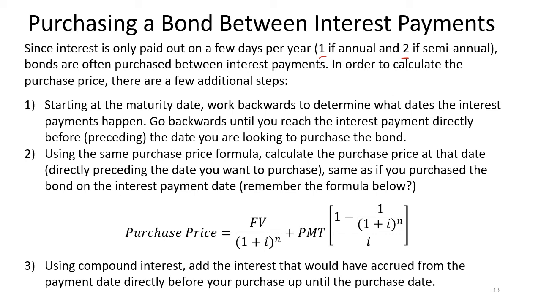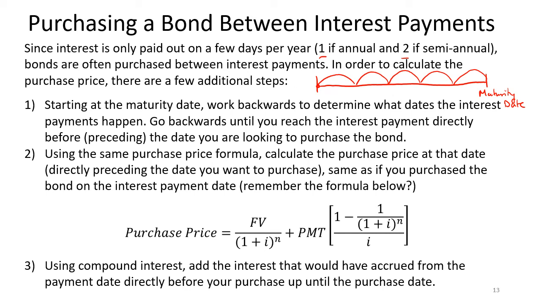So the method, you're still going to use the same formula, but you have to do a couple additional steps. So what you do is you actually have to start at the maturity date. So if you picture, you start at the maturity date, and you have to work backwards. So if it's semi-annual, you take that date and you figure out every 6 months I have a payment until you reach a point where you have a payment here. And that payment is directly before when you're trying to purchase the bond. Remember, you're purchasing it in between payments.